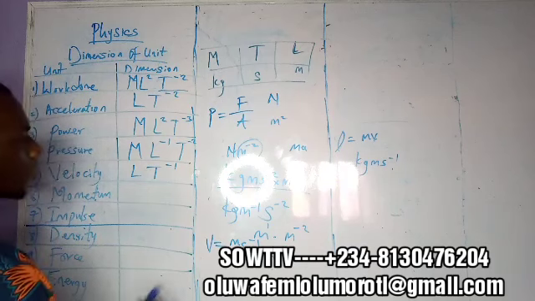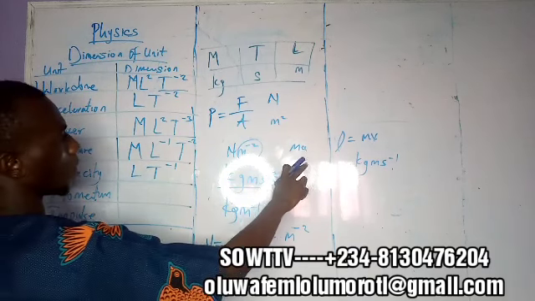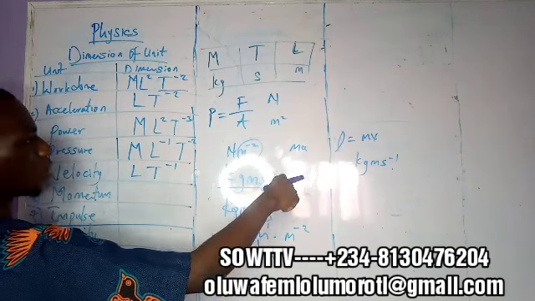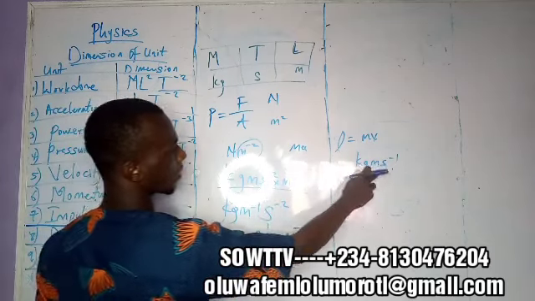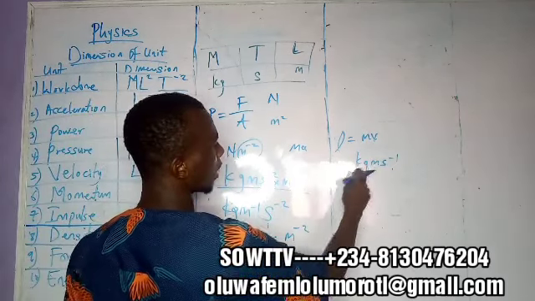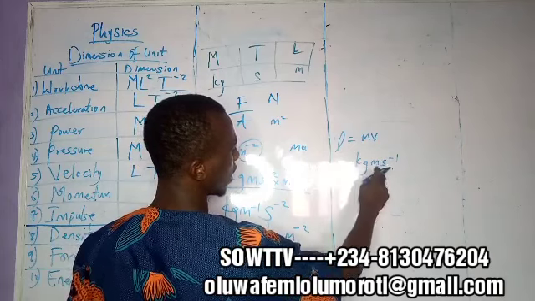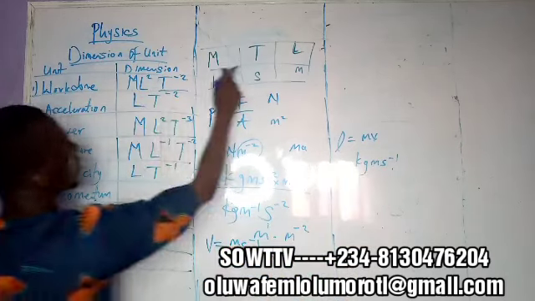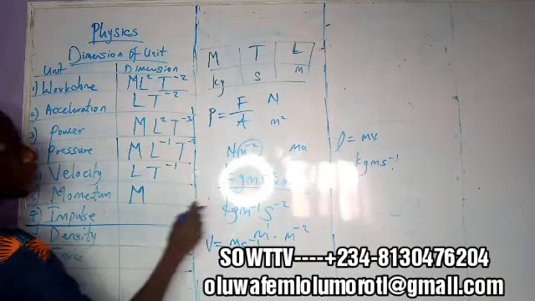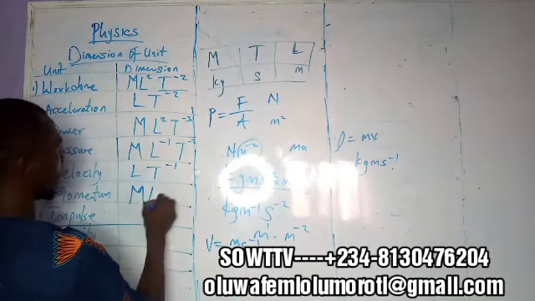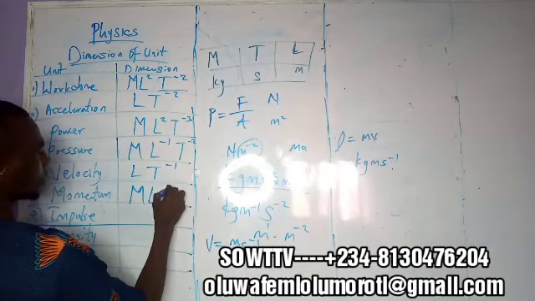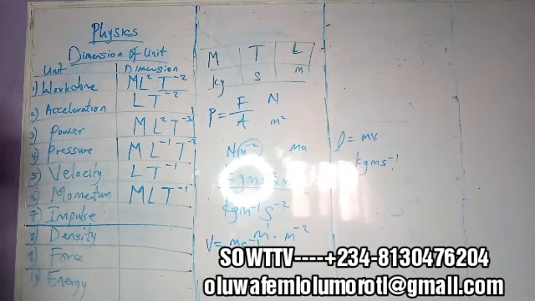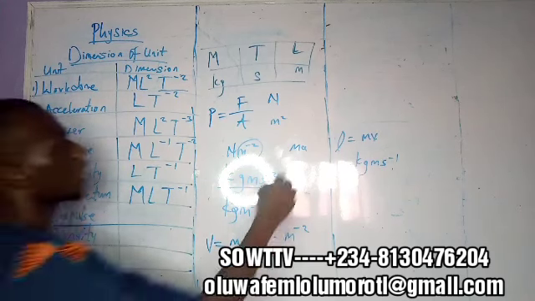So when we have momentum, it is mv, mass times velocity. So kg m per second. Kg is M, then our meter is L, and then we have T to the power minus 1. That is the dimension of momentum.